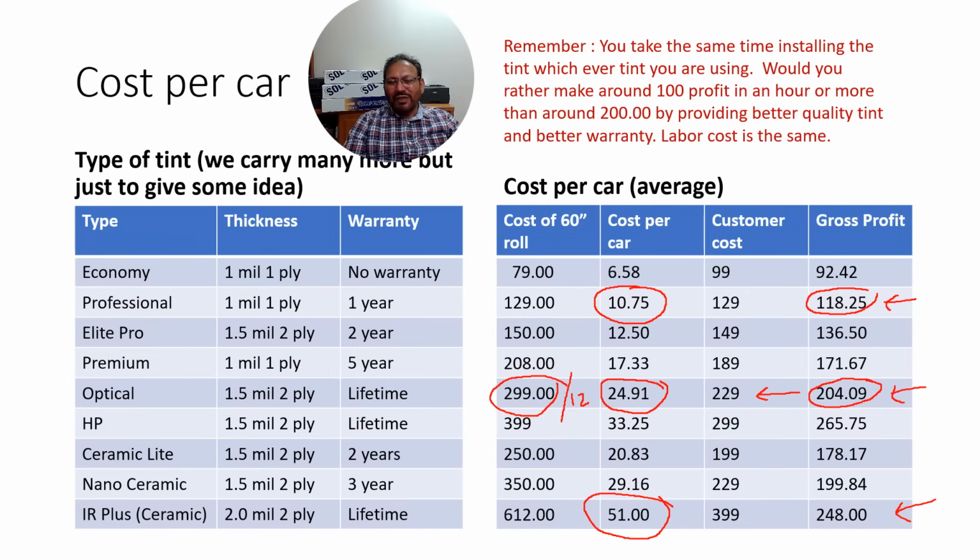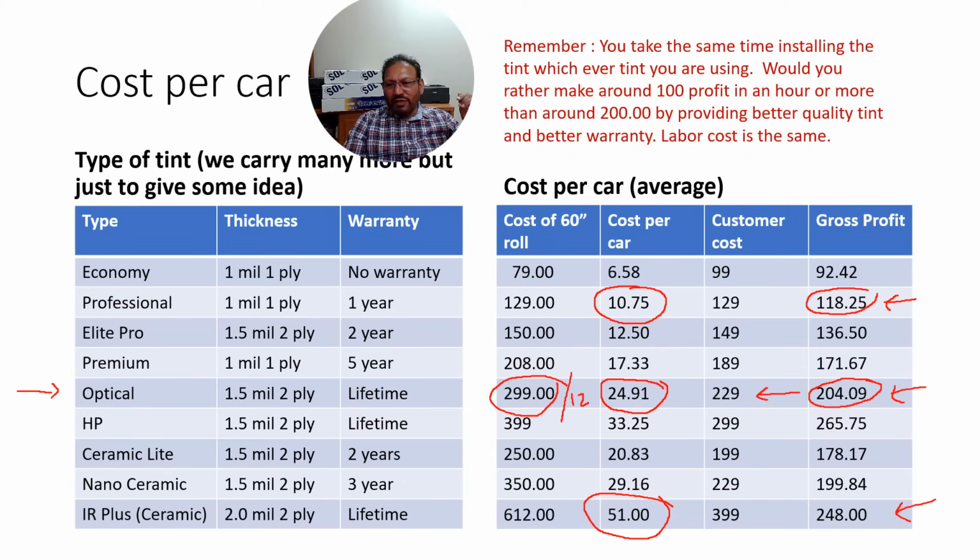So you are taking the same time. So rather, you make $100 more an hour providing better quality tint and a better warranty. Your labor cost is the same. Everything remains the same. Why did I say this is my best selling tint, optical?